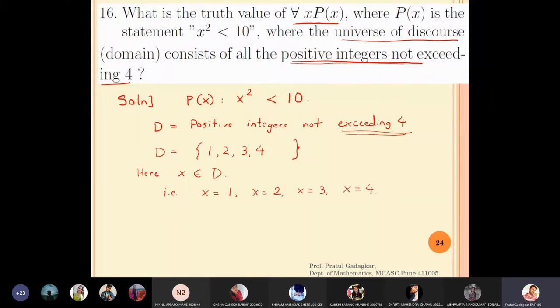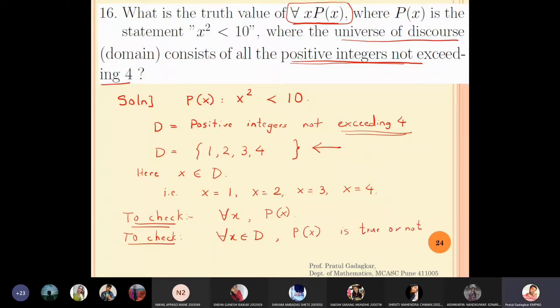Now what we want to check is which quantification, whether it is true or not. We want to check for all x P(x). That is, we want to check for all x belonging to D, where D is the set 1, 2, 3, 4, whether P(x) is true or not. This is what we want to check. Okay, so let me go to the next page.